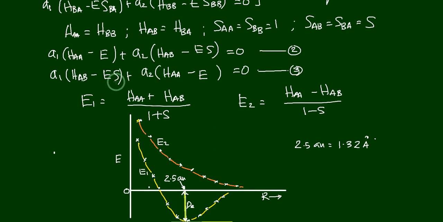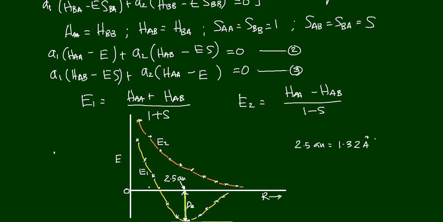Then we solved these secular equations, meaning we equated the determinant of the coefficients of A1 and A2 to 0. You may remember this if you watched the previous video. Then we got two solutions for energy, E1 and E2. E1 has the expression (HAA plus HAB) divided by (1 plus S), and E2 has the expression (HAA minus HAB) divided by (1 minus S).